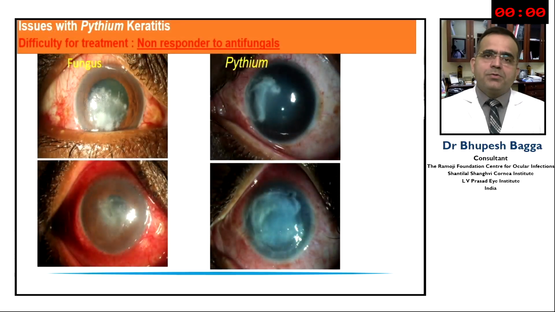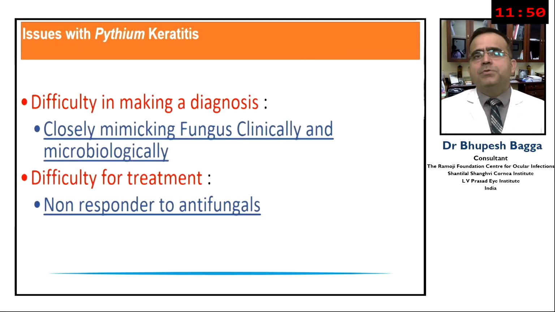It is important to know about Pythium because of the different response of these two organisms to antifungals. As you can observe here, the fungus resolved with the use of antifungals, while the Pythium worsened with the use of antifungals. The challenges with Pythium keratitis are difficulty in making a diagnosis, because it closely mimics fungus clinically as well as microbiologically, and difficulty of treatment, because it is non-responding to antifungals.